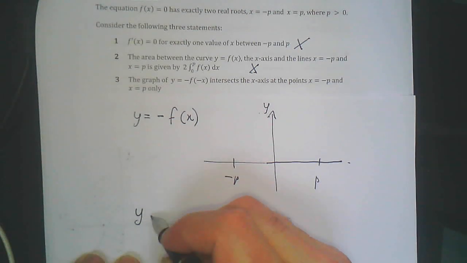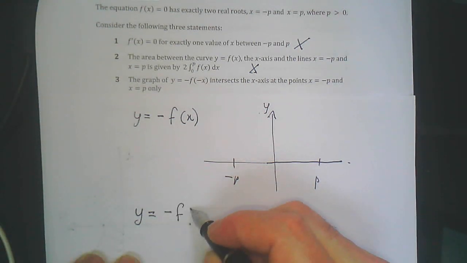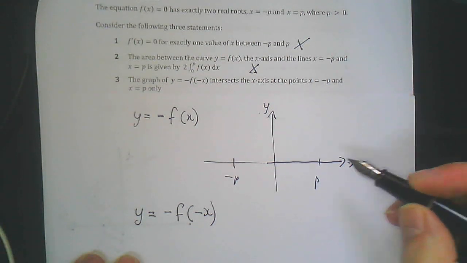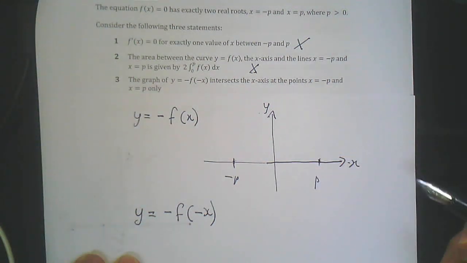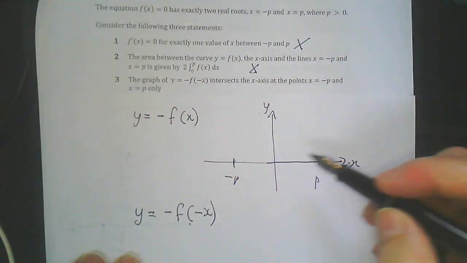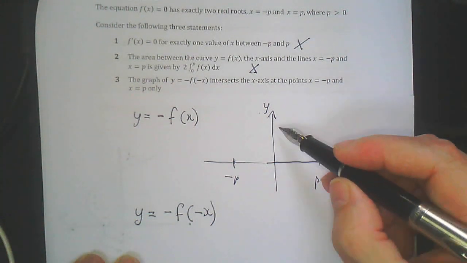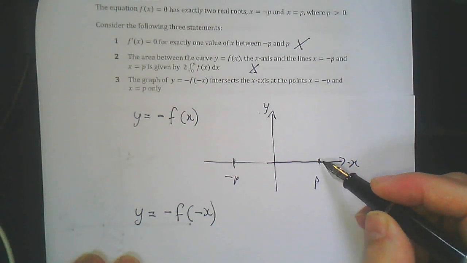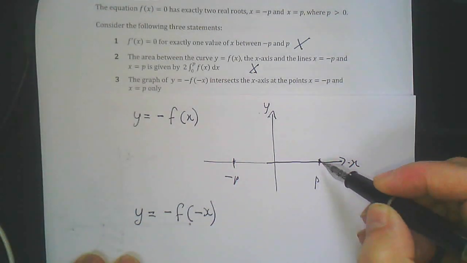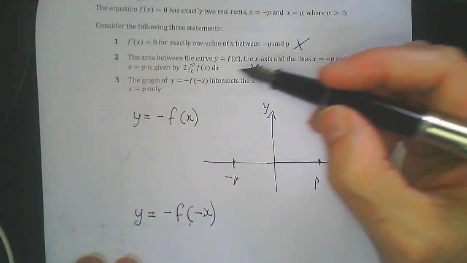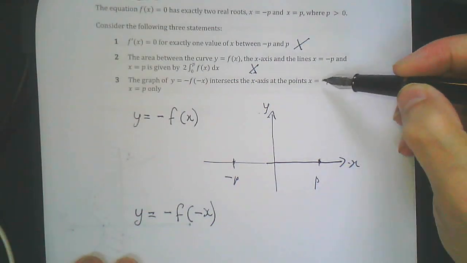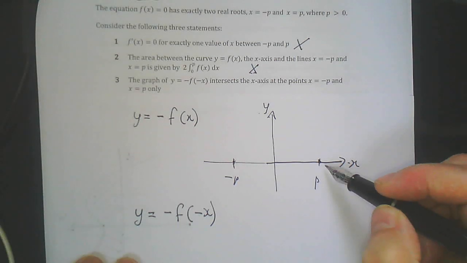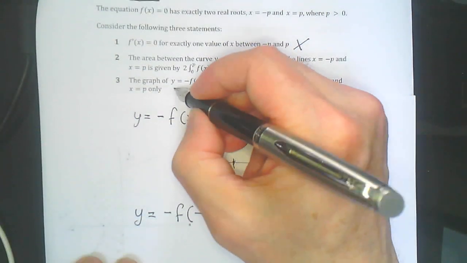And then having done that, if you then have minus f of minus x, you then reflect it in the x-axis, and there is no change to the roots. The roots will stay the same. So in effect, by doing these two transformations, it's a rotation of 180 degrees, and you end up with a p where the minus p is, and the minus p where the p is. So the graph intersects the x-axis at the points x equals minus p and x equals p only. Well, that's true. There were only two roots to start with, and there's only two at the end. So that one is correct.